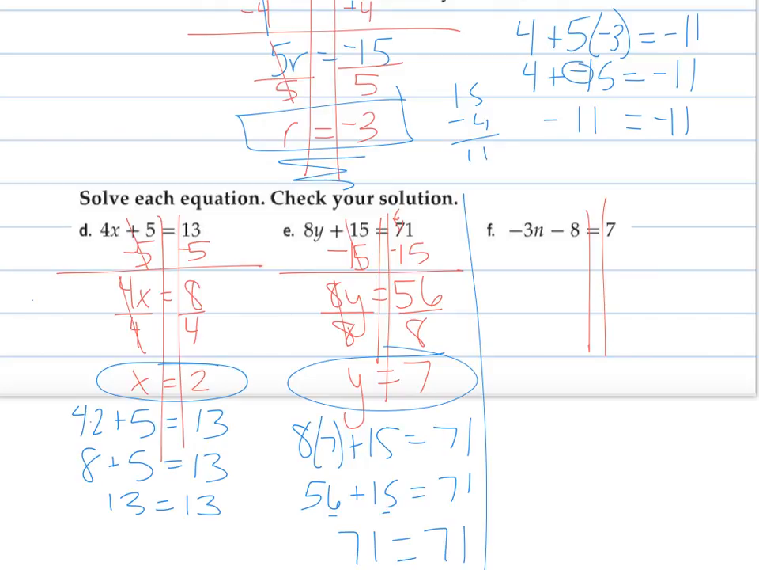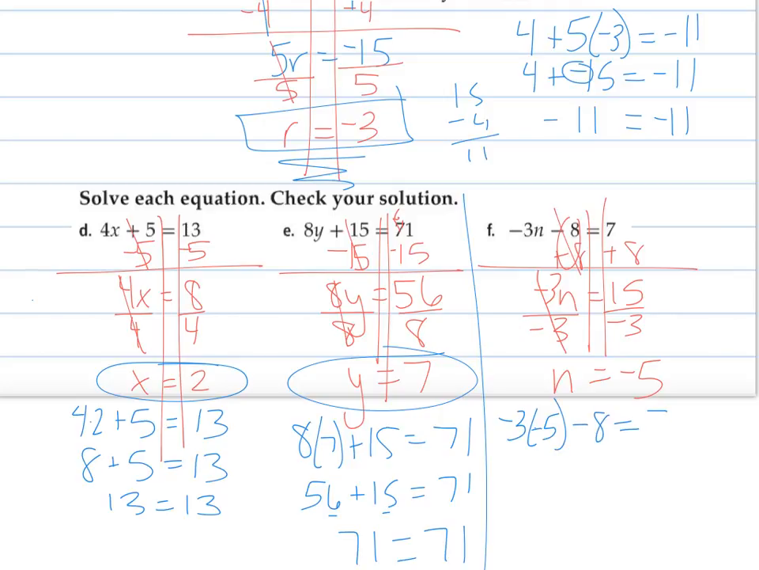Train tracks. N was multiplied by -3, then we took 8, so let's put that 8 back. -8 plus 8 is 0. So we bring down our -3, n equals 15 divided by -3. -3 divided by -3 is 1. Positive 15 divided by -3 is -5. Plug it in. -3 times n, which is -5, minus 8, should equal 7. Positive 15 minus 8 should equal 7. 7 equals 7. You're doing it.